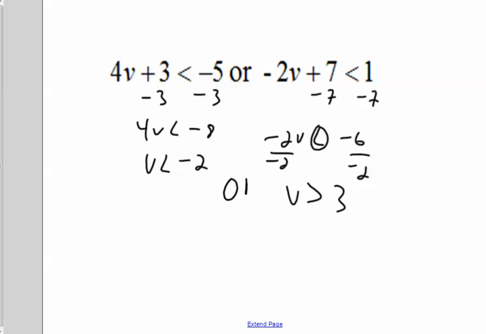And the key word here is "or." So if you had to do this, you would set this up with a curly bracket here: v is less than -2, with the union symbol, v is greater than 3.